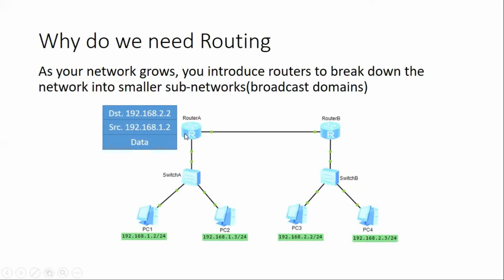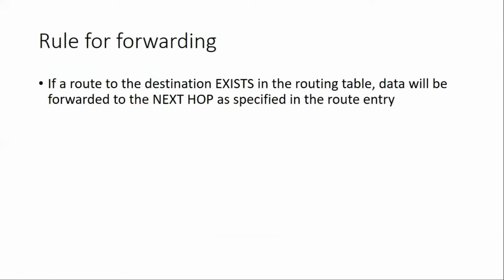Then what will router A do when it receives this data? It does the opposite of encapsulation. It decapsulates up to layer 3. A router is a layer 3 device, so it will decapsulate up to layer 3 and see the destination IP address. Then it will look at its routing table and see whether it has a path to this destination IP address. So two things will happen. One, if a route to the destination exists in the routing table, the data will be forwarded to the next hop as specified in the route entry.